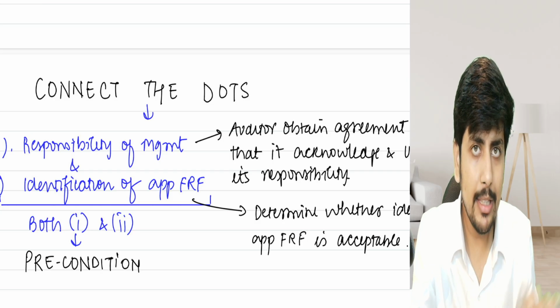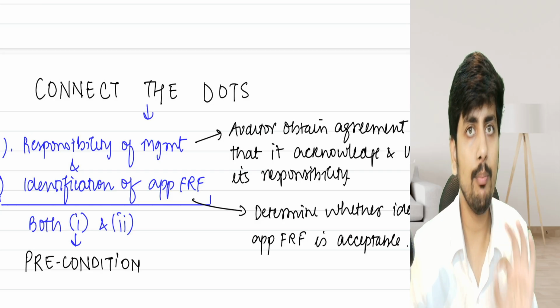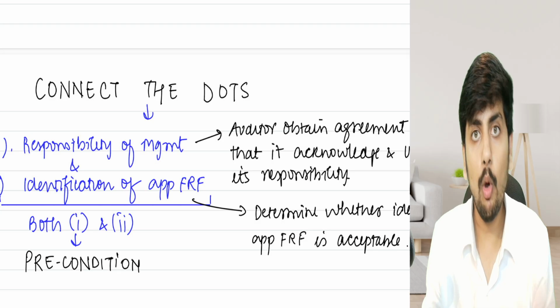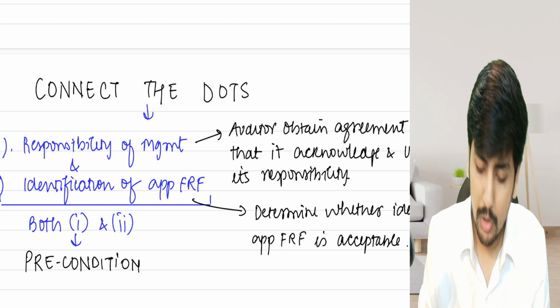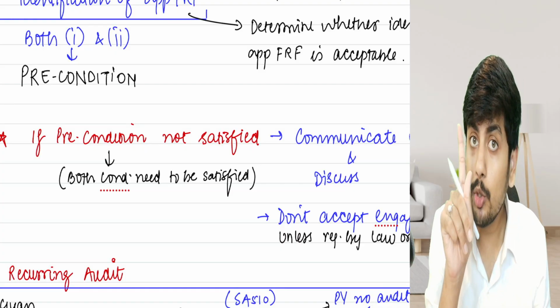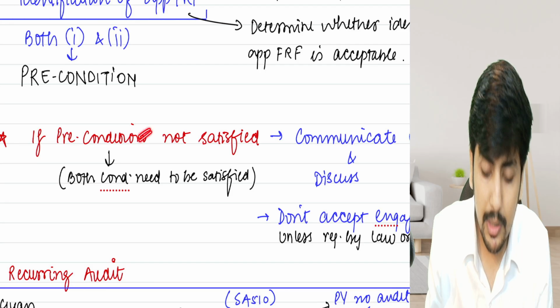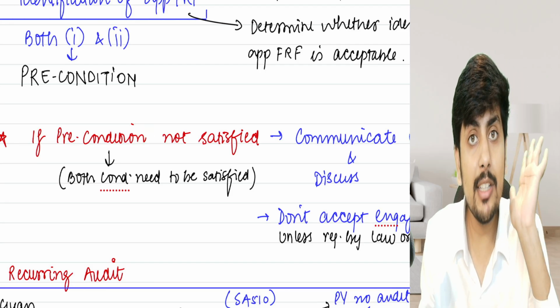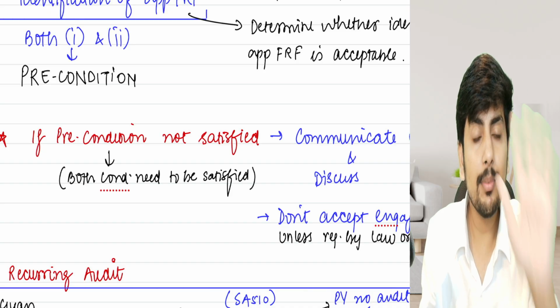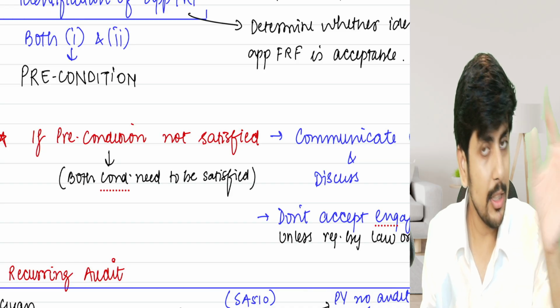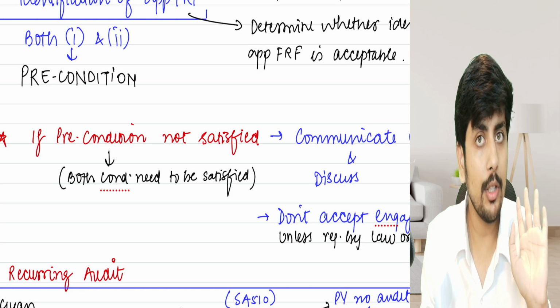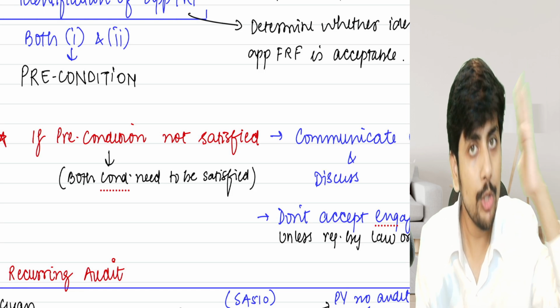I am combining these 2 points and giving the name precondition, both 1 and 2 precondition. And the auditor says, management, you need to satisfy your preconditions. If a precondition is not satisfied, if any one condition is not satisfied, I will not accept such an audit. You discuss with the management and don't accept such an audit unless required by law and regulation, Modi ji.